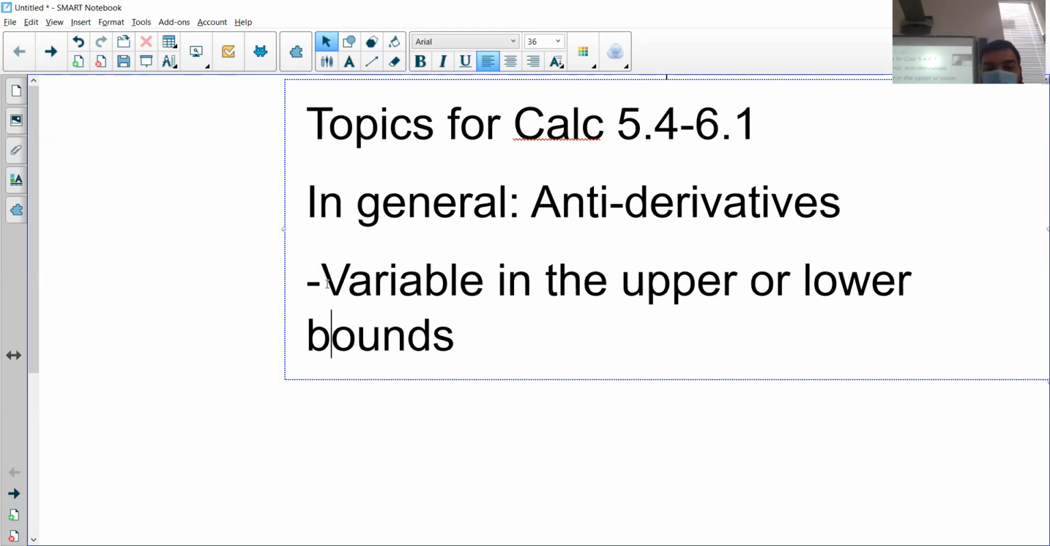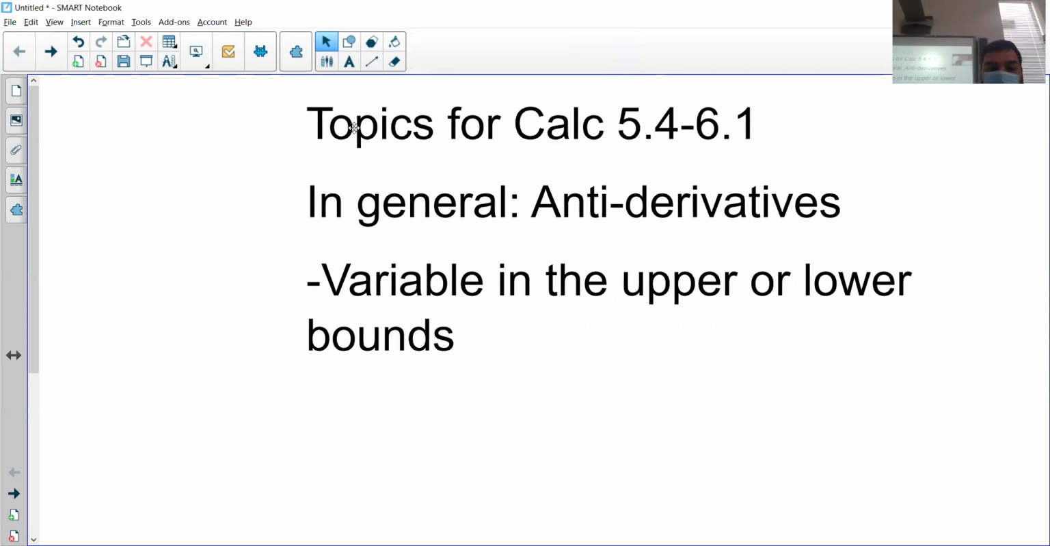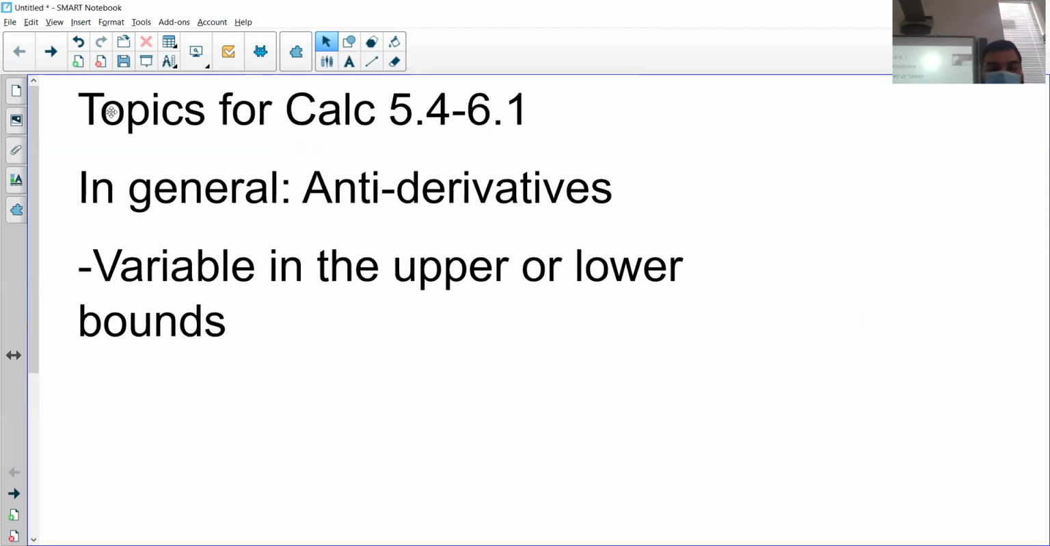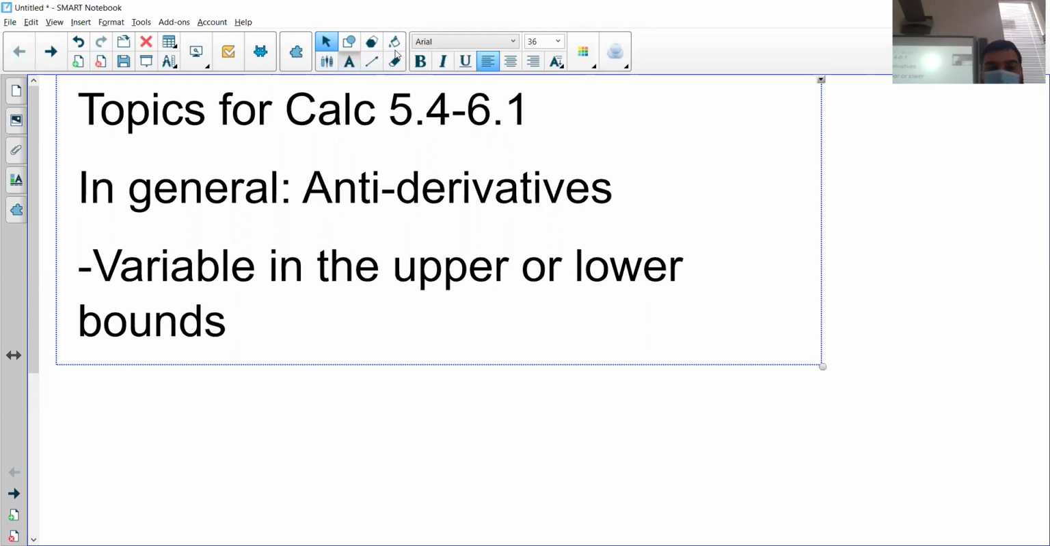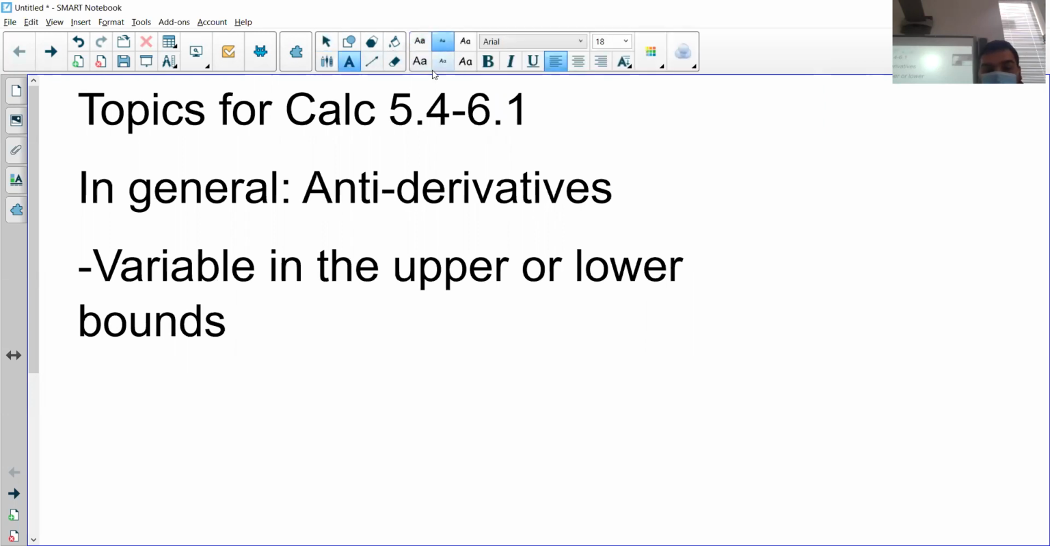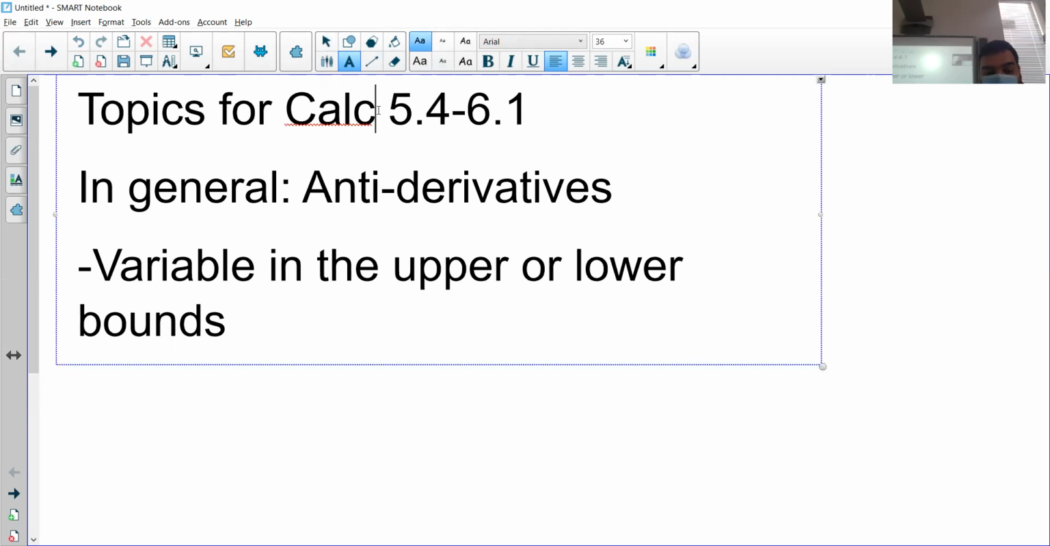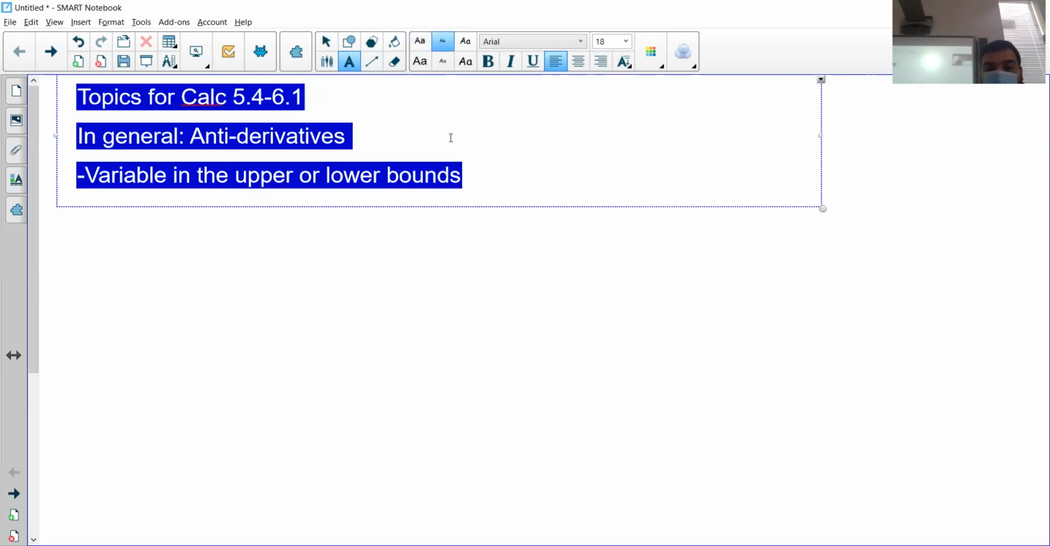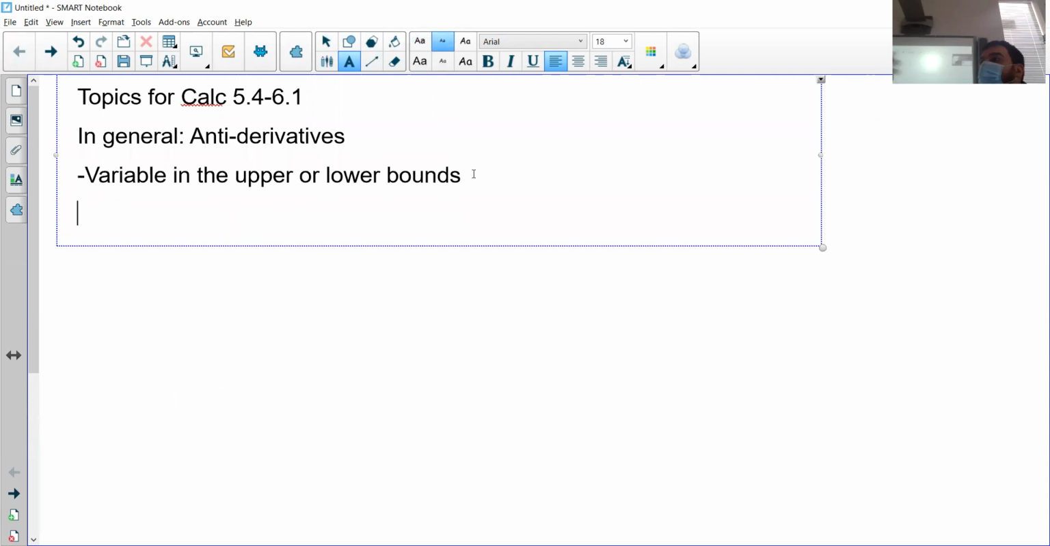Let me put a bullet point there. What's the variable in the upper or lower bounds for? That's a type of problem you get. We'll go over each problem. I just want to make sure I have what is needed. So that's one type of problem, underneath upper bounds, lower bounds.